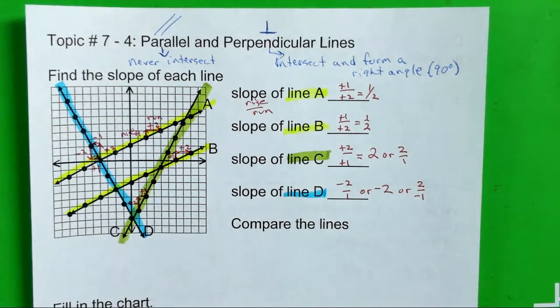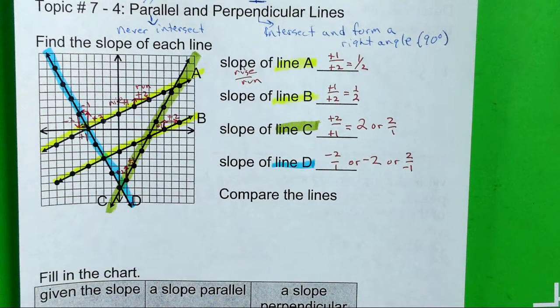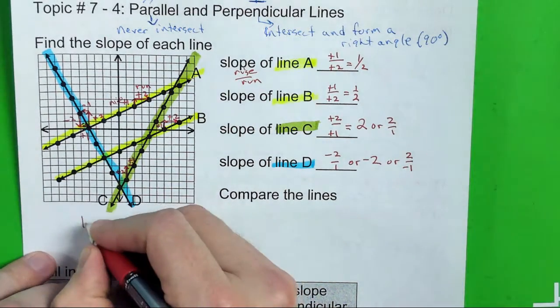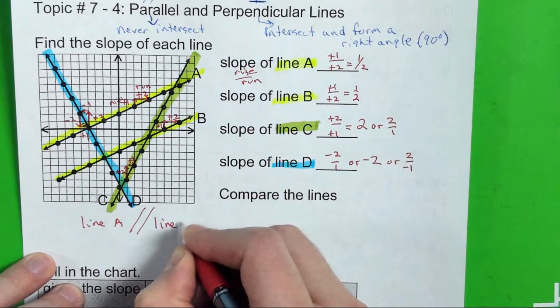Now, this next part, I want you to compare the lines. What do I mean by compare? What's the same or different about the lines? So, look at the 2 yellow lines. What would be a way to describe them? You said what? They're what? They're parallel. So let's say line A is parallel to line B.